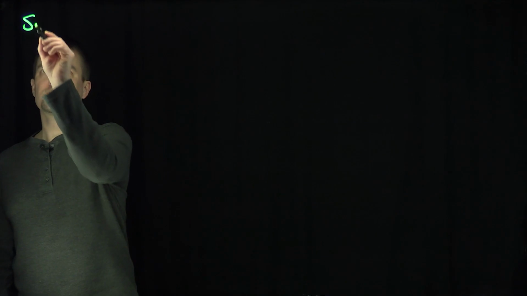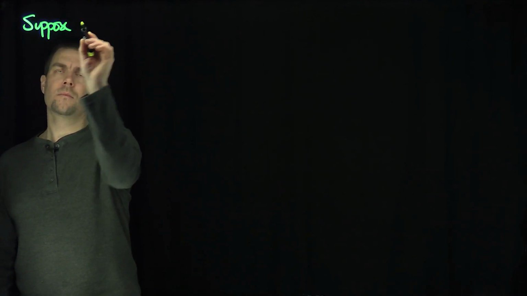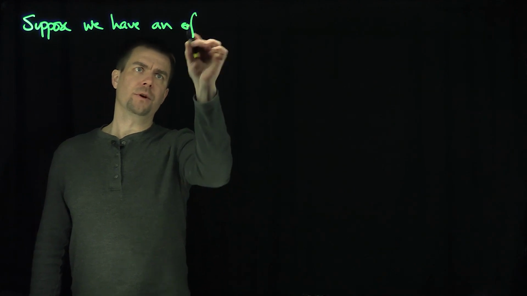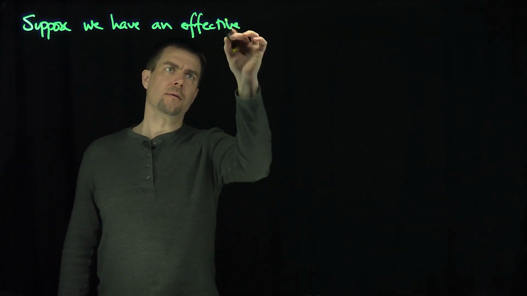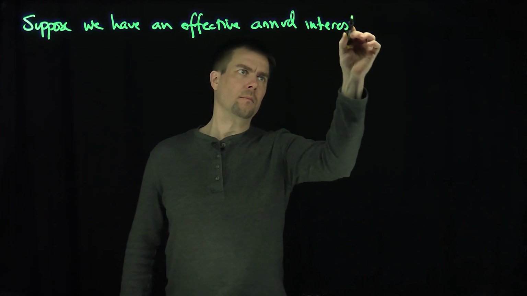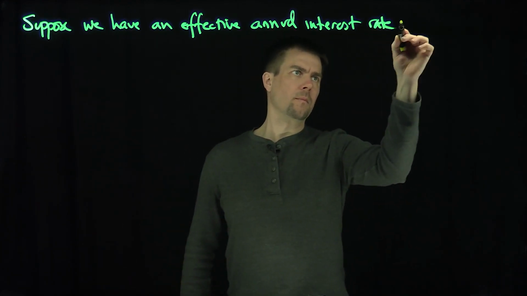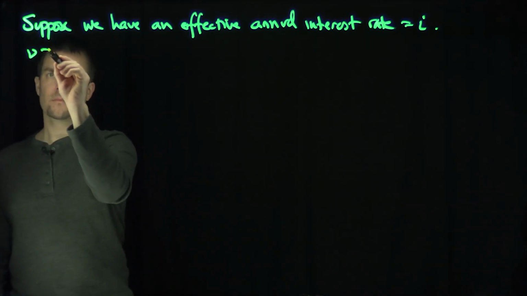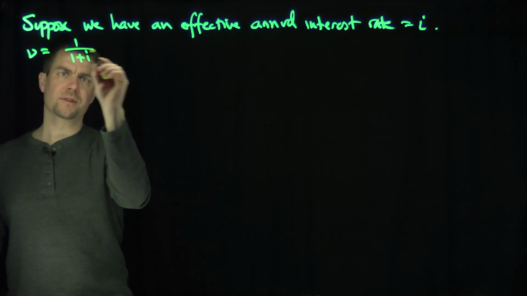Let's suppose we have an effective annual interest I, and we'll let nu be 1 over 1 plus I, the present value factor.